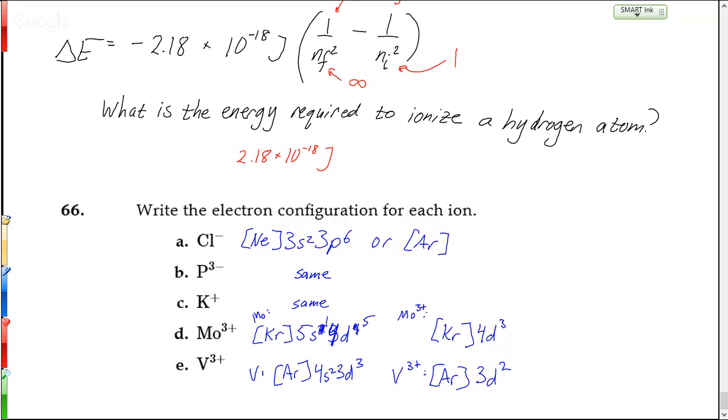Did you say to leave it 3d0? No. Okay, just want to make sure. All right, so that's electron configurations.